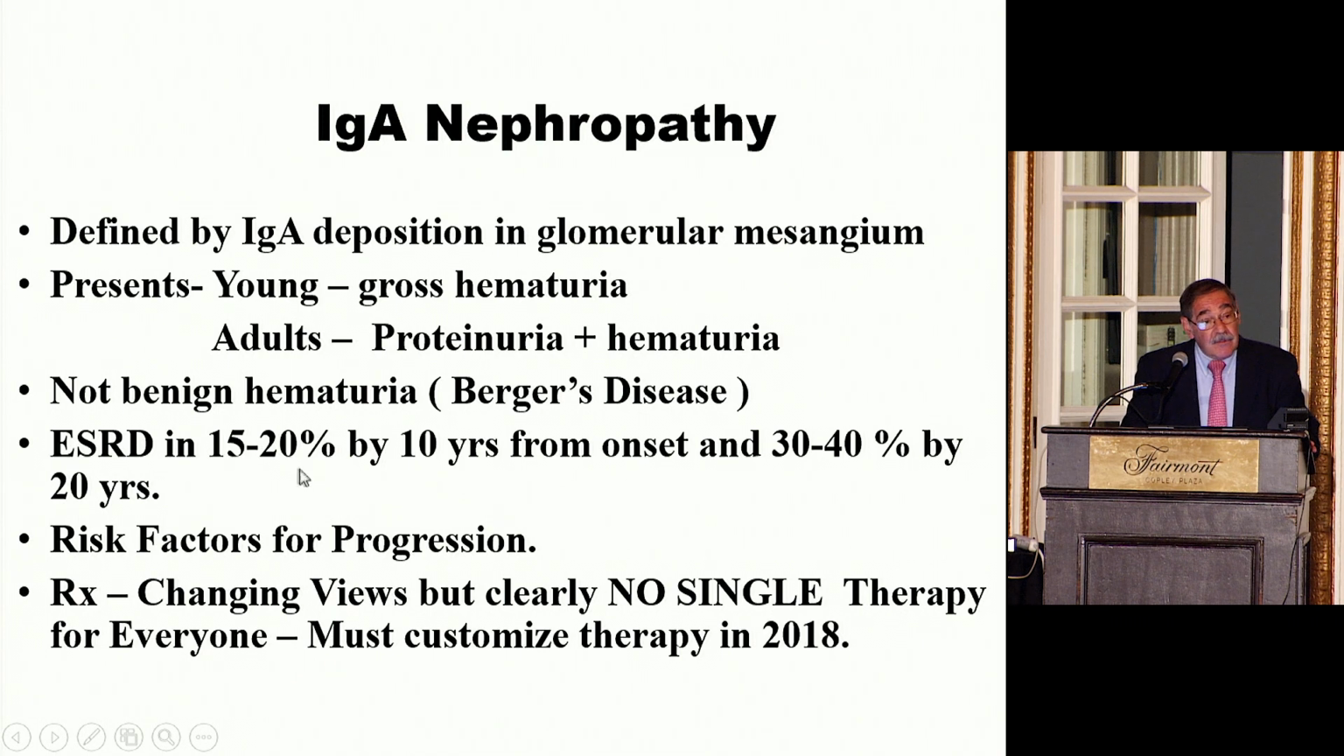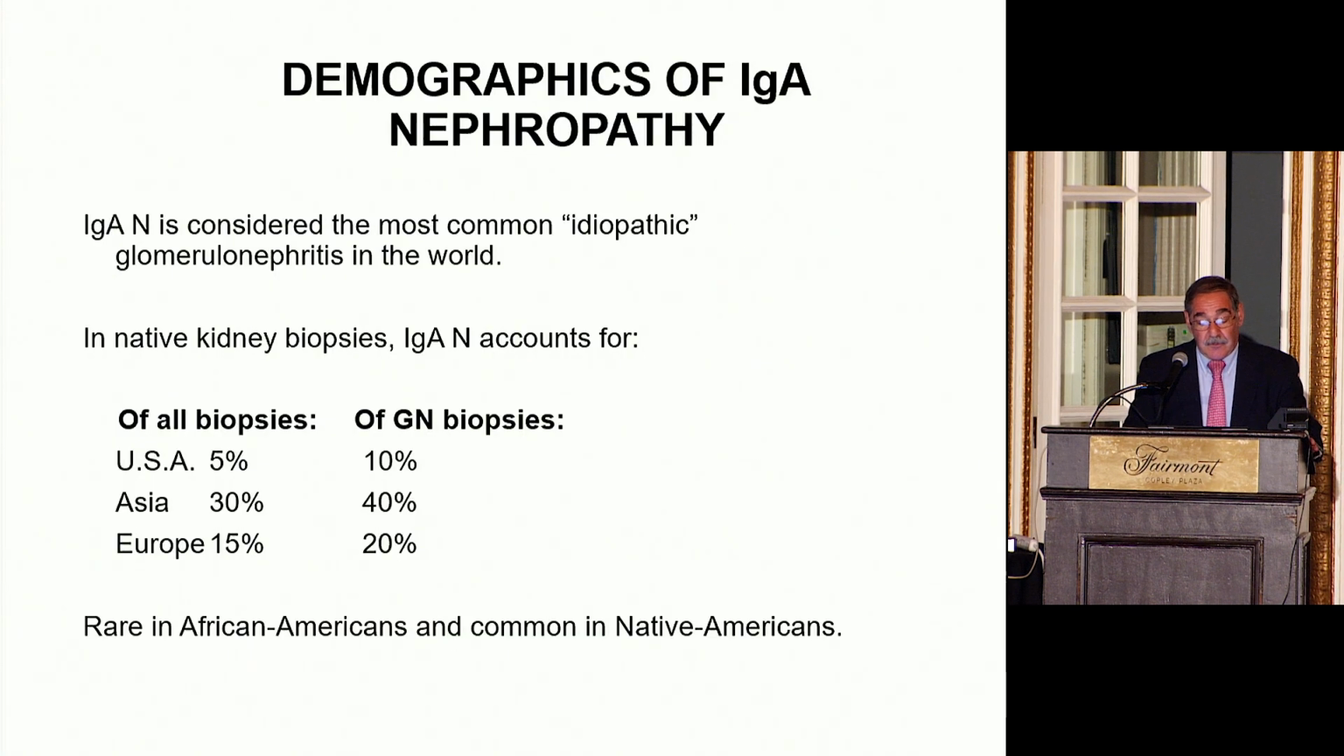End-stage renal disease occurs in 15 to 20% by 10 years, 30 to 40% by 20 years. There are risk factors for progression, which we're going to go through. And in terms of therapy, the most important thing is there's no single therapy for everybody. You have to look at the patient, you have to look at the risk factors and decide, will this person benefit from therapy with either immunosuppression or other medications?